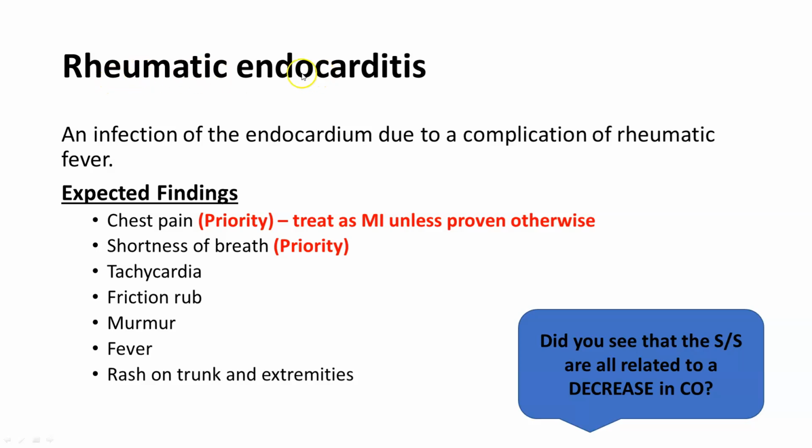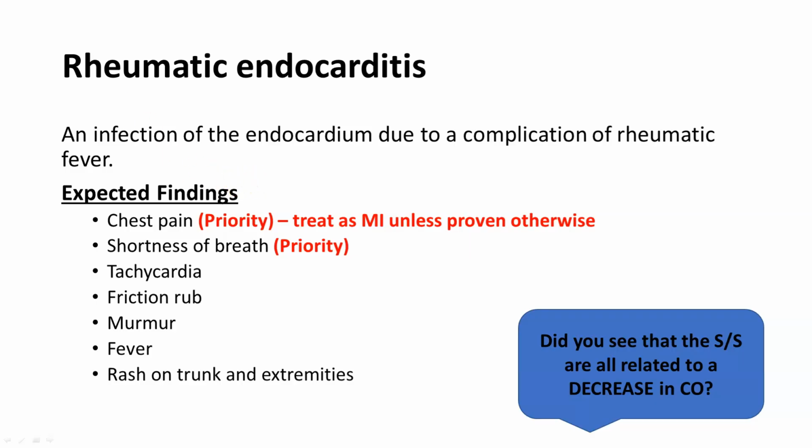So with rheumatic endocarditis, remember that is what we're talking about with the children who have or had an undertreated upper respiratory infection. So same processes, just a different name. So this is an infection of the endocardium due to the complications of a rheumatic fever.